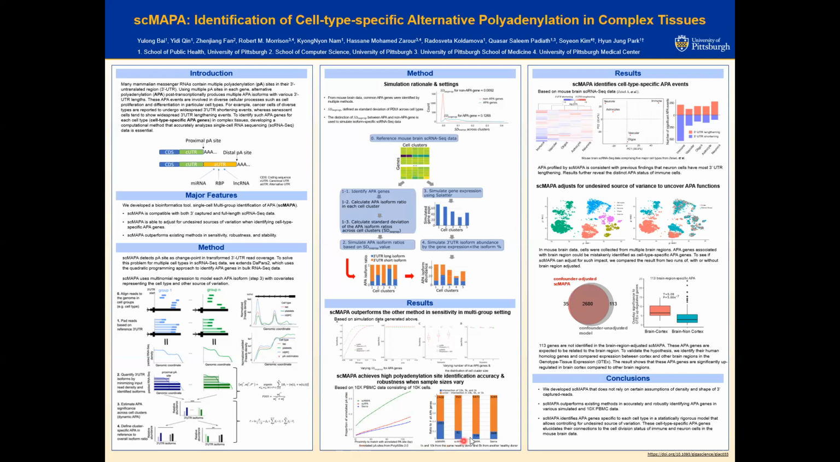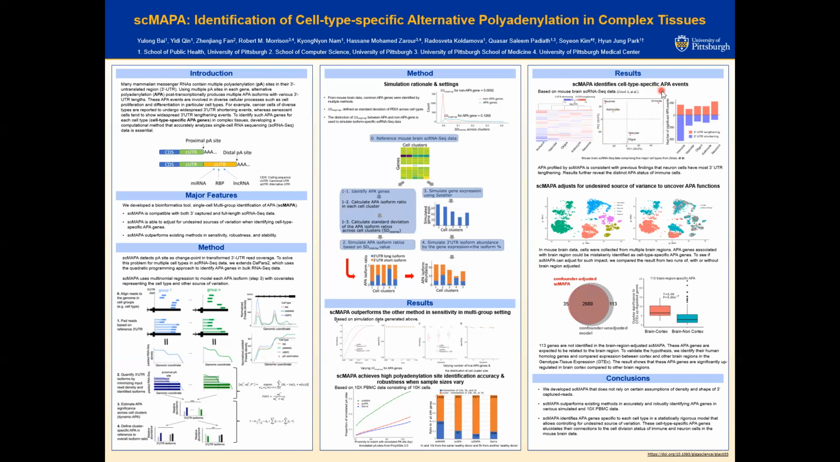Also, since 1,000 and 10,000 cells datasets were derived from the same healthy donor and the 5,000 data from another healthy donor, we expected that the APA profile should be similar in these three datasets. As you can see in this bar plot, scMAPA identified the most common APA genes across three datasets compared to other methods. This suggests that scMAPA is more robust when sample size varies.